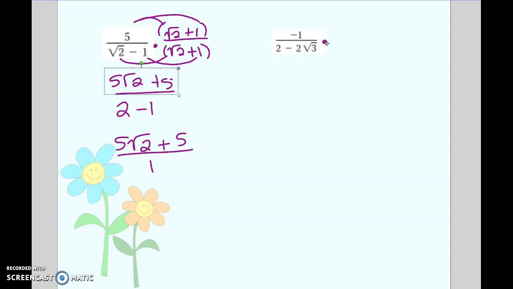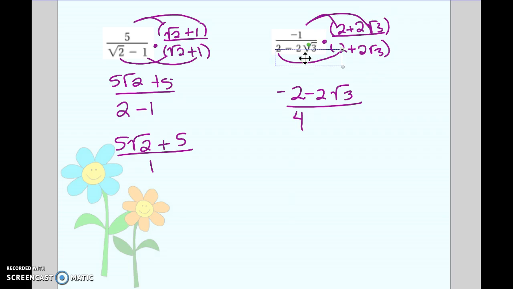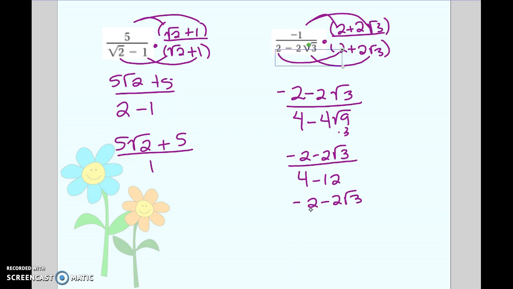Here my conjugate would be 2 plus 2 radical 3. We'll do the same thing on the top. And I put the parentheses because I don't want to forget to distribute. So I go ahead and I distribute the top. Negative 2 minus 2 radical 3. And then on the bottom I only have to do first and last. So 4 minus 4 radical 9. So the top stays the same, but on the bottom radical 9 is actually 3. Right? So I could just multiply that with the 4. So it becomes 4 minus 12. So now I have negative 2 minus 2 radical 3 over negative 8.